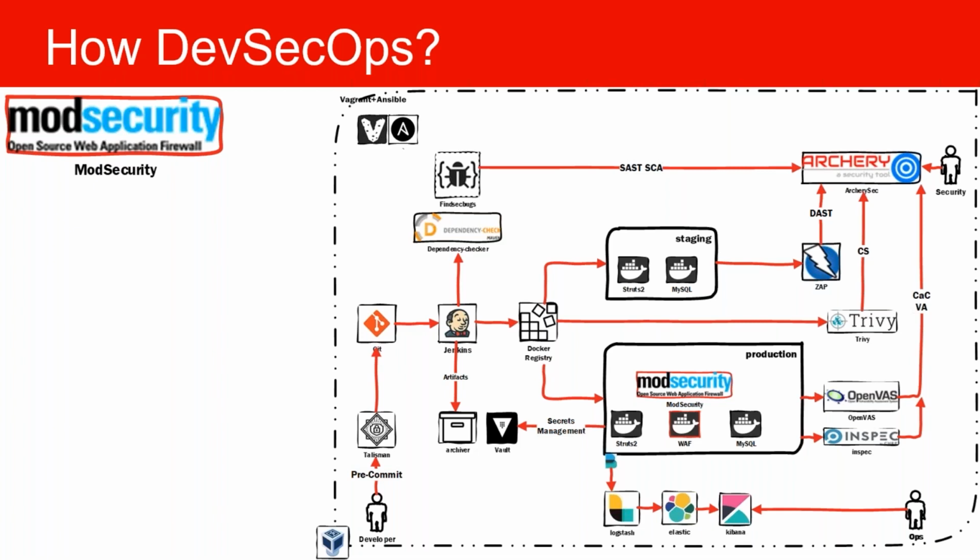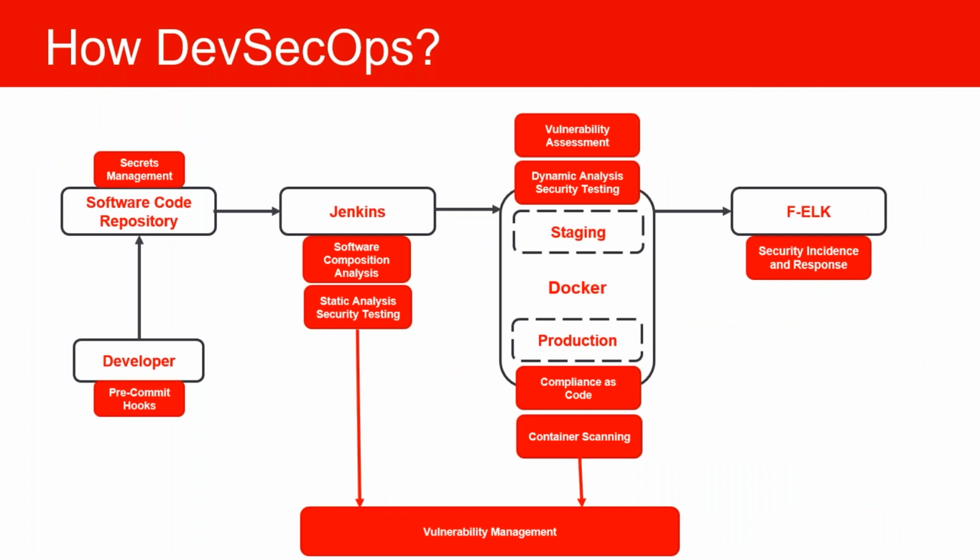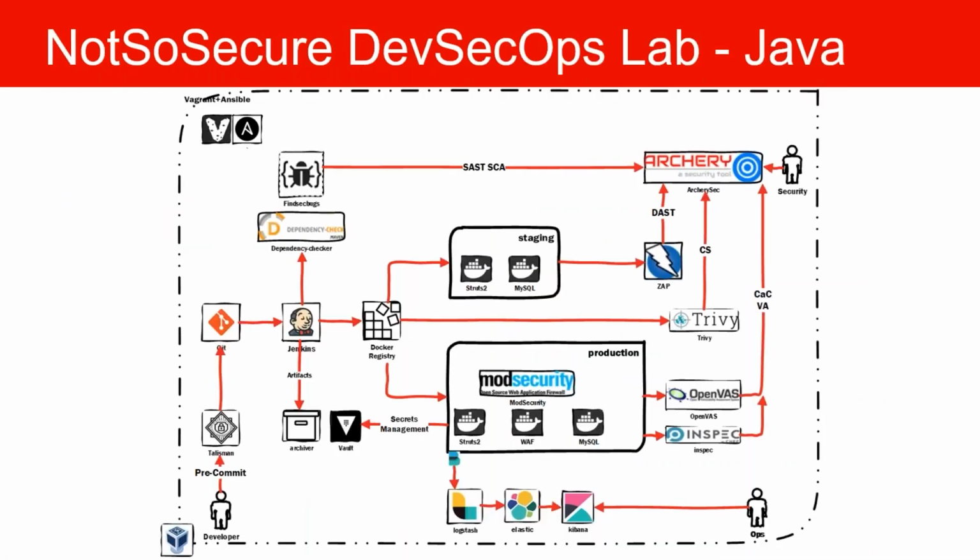And this is where ModSecurity comes into play. ModSecurity is a web application firewall that will sit in front of our production application and identify any potential attacks on our application, right? And this is the complete DevSecOps. This is a sample DevSecOps lab that we have created for our DevSecOps training, and this is the high level architecture of that entire lab.